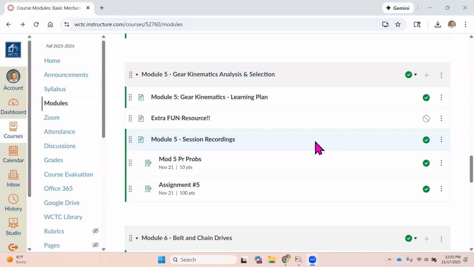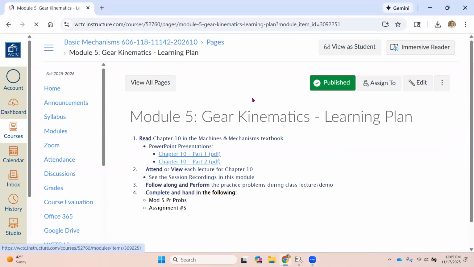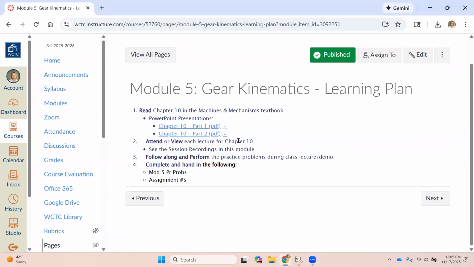Okay, so we're going to be moving on to our next module, which is going to deal with gear kinematic analysis and selection. You're going to notice here in our learning plan, I do have it broken up into two parts. Part one we'll be finishing up today, and part two the next time we get together, and then our third day this week it'll be a lab time.